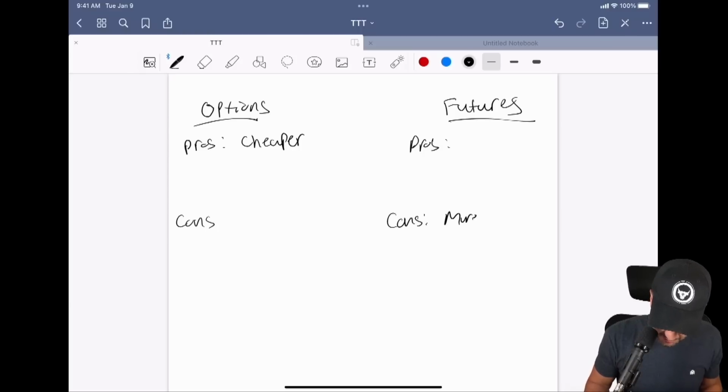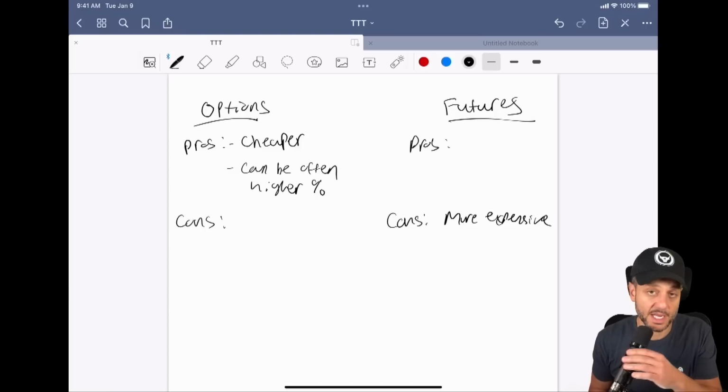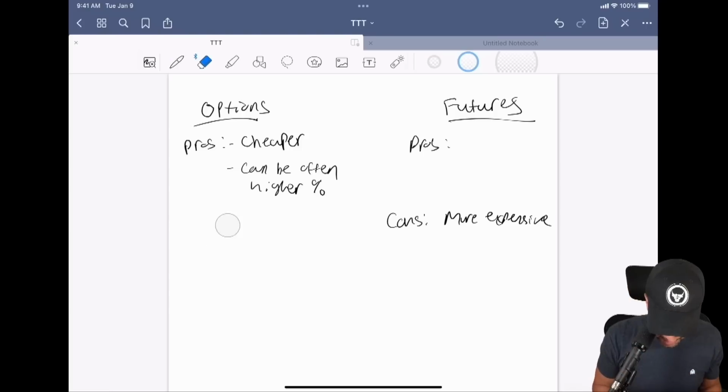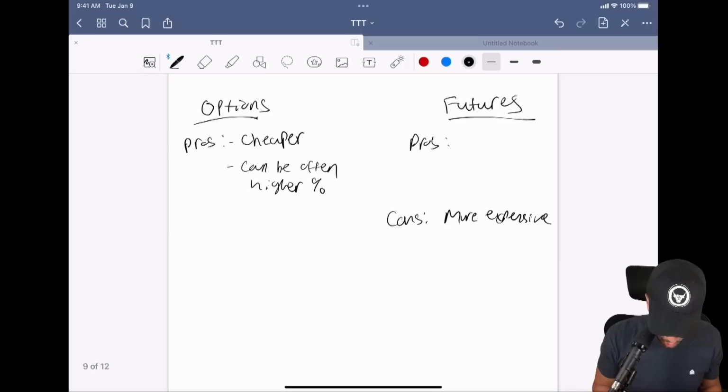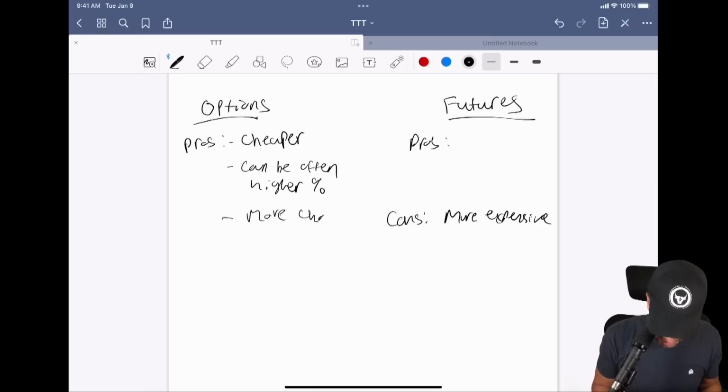So more expensive. Pros with options can be often higher percentage gain when you're trading, right? And we're talking about percent and not nominal gain. Another thing about options is obviously there are more of them, right? More choices, because you could trade options on Tesla, you could trade options on Apple, not only the S&P 500, you could trade options on literally everything. You can even trade options on futures, which is a crazy mindfuck. That's like that movie Inception. So more choices, right?